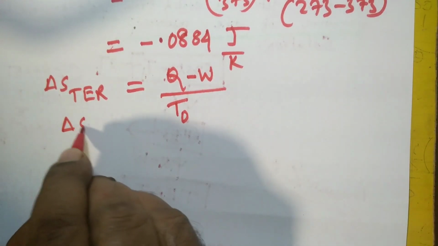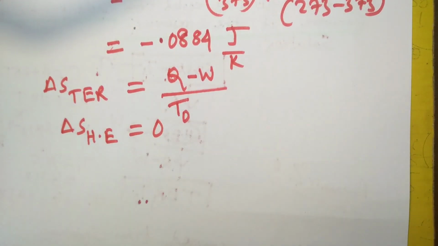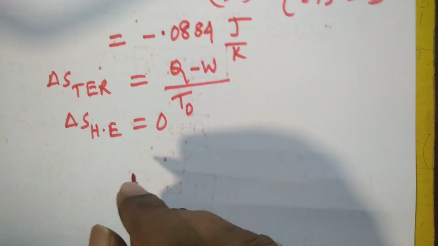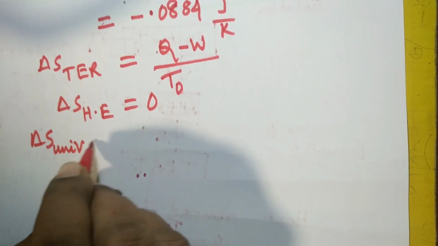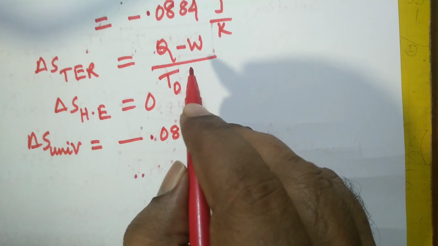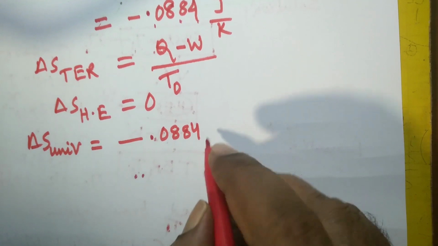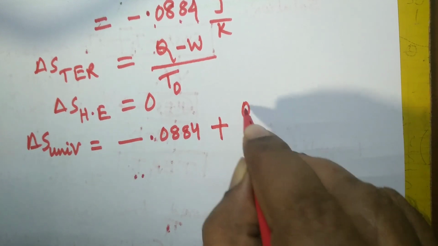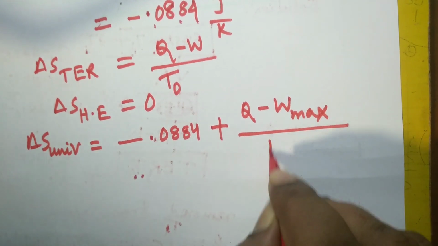And delta S of heat engine is 0 always, because it is a cyclic process, and cyclic integral of any property is 0, and entropy, as you know, is a property of system. So delta S of heat engine is 0. So delta S universe is now minus 0.0884, that is delta S of system, plus delta S of reservoir, which is Q minus W max divided by T0.